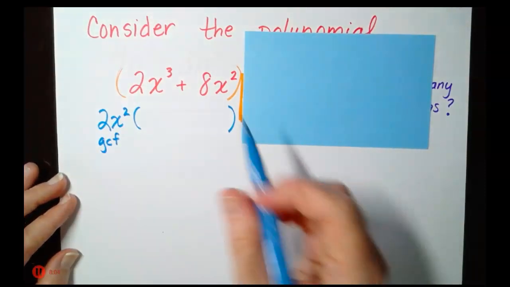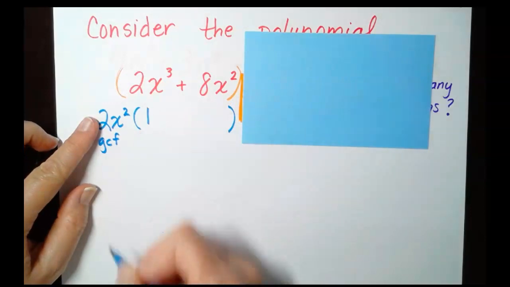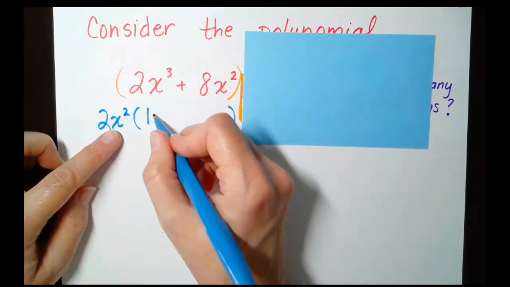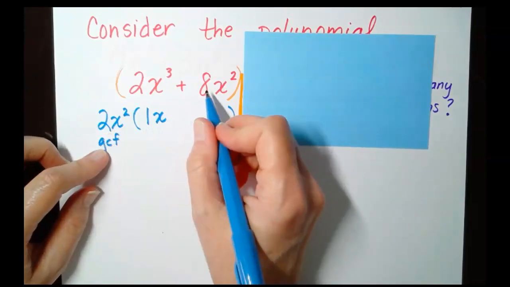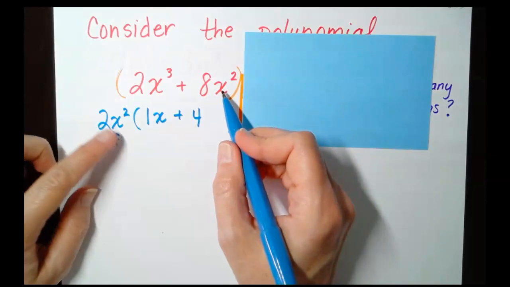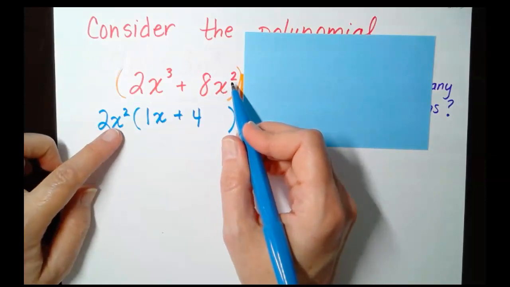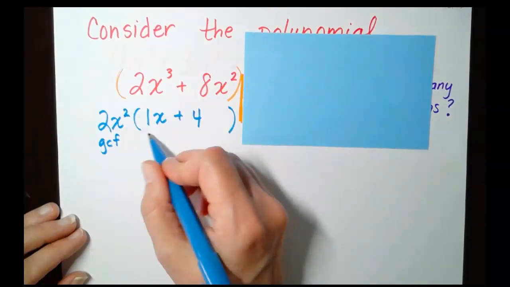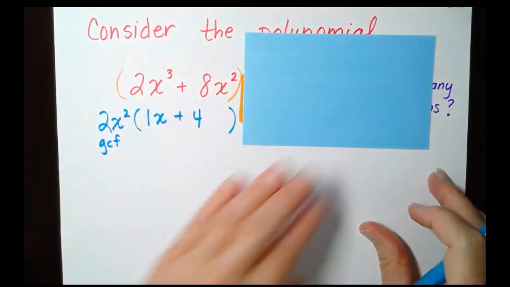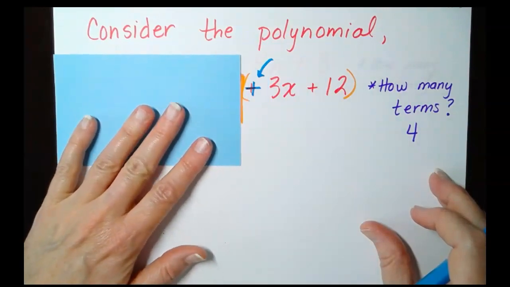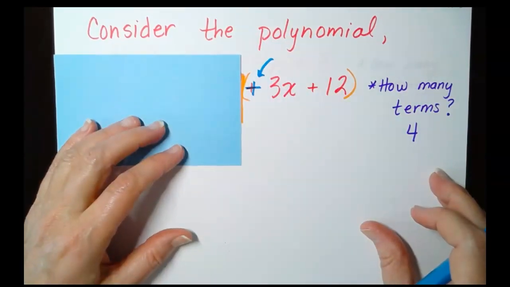So what's left? 2 divided by 2 is 1. X to the third divided by x squared is x. 8 divided by 2 is 4. X squared divided by x squared, 2 minus 2 is 0. So we just took out the GCF and we have the remaining factor right beside it. So I'll slide my card over and let's look at the second 2 terms in this polynomial.